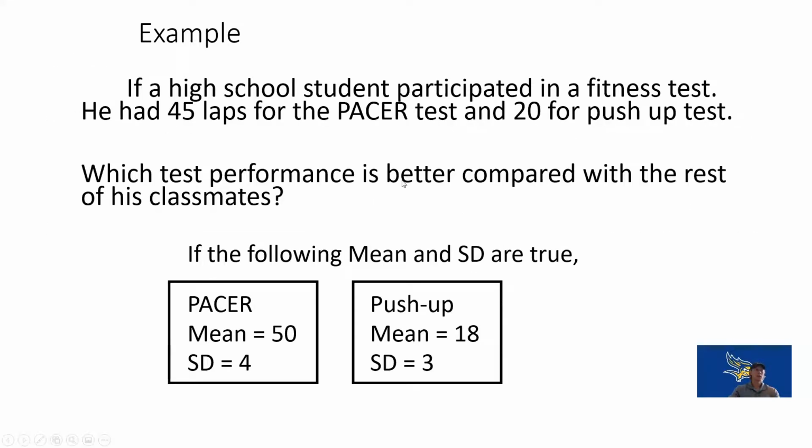Okay, so here's an example. So I have a high school student and they're doing a fitness test. He does 45 laps for his pacer test and 20 for his push-up test. Okay, how did he do in comparison to the group? This doesn't give me that much information, but when we look here, we can see that the mean for the pacer is 50 and the standard deviation is 4. The mean for the push-up is 18. The standard deviation is 3. So I can convert this student's scores into Z-scores.